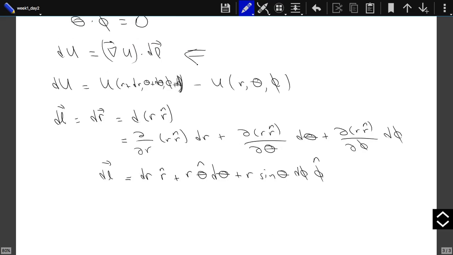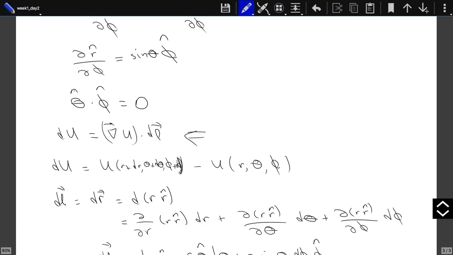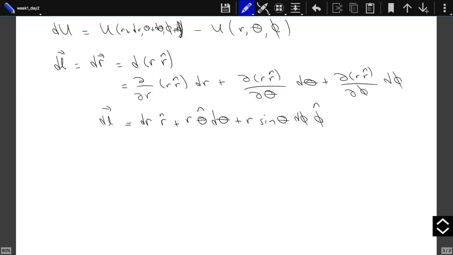Now, this equality over here between du and the gradient of u, this relation, should be valid for all values of dl, as long as it is very small. For all values. If I take a special value, it should hold. If I take another special value for dl, it should hold. If I take a third one, it should hold. Now let's take some special cases.